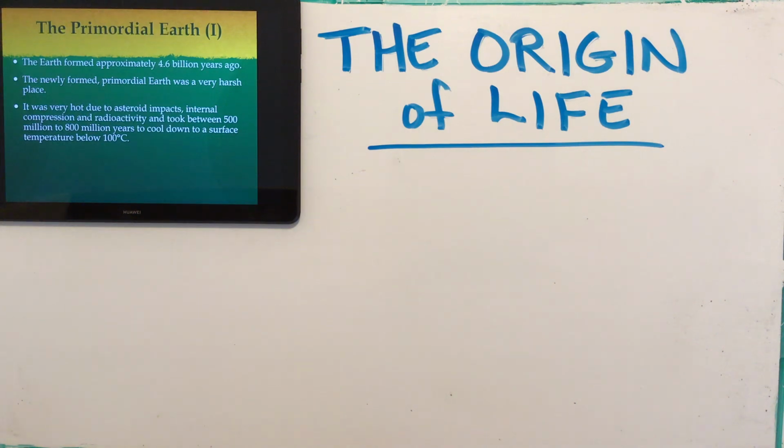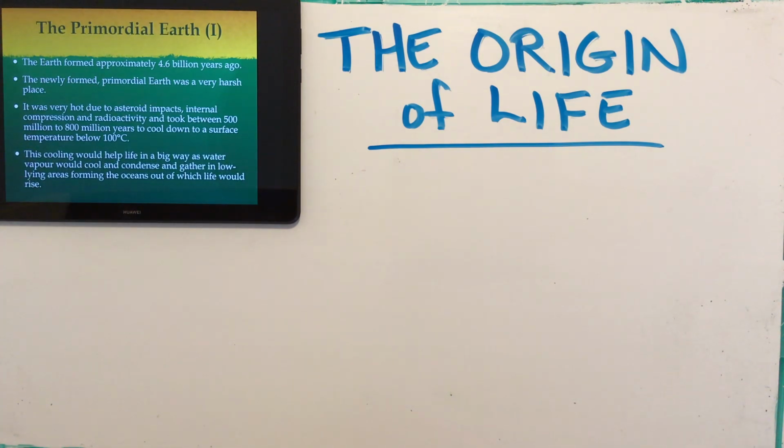This newly formed Earth took 500 million to 800 million years just to cool down, and that was to get the temperature on the surface of the planet below 100 degrees. Not the comfortable 20 or 30 degrees we're used to, just to get it underneath 100 degrees. It took about 500 to 800 million years, scientists believe. So a very long time.